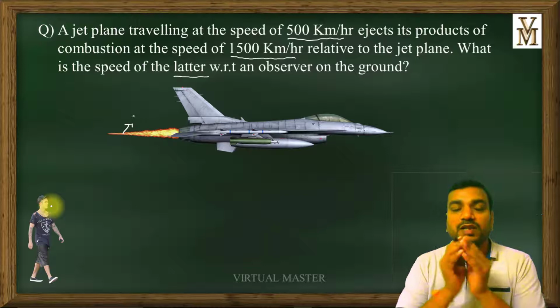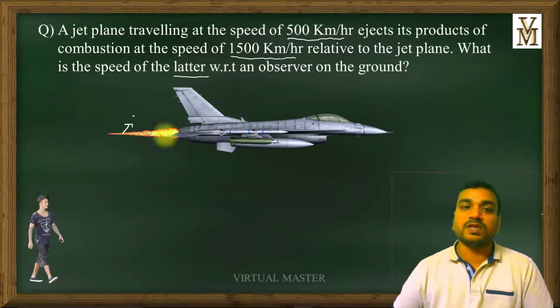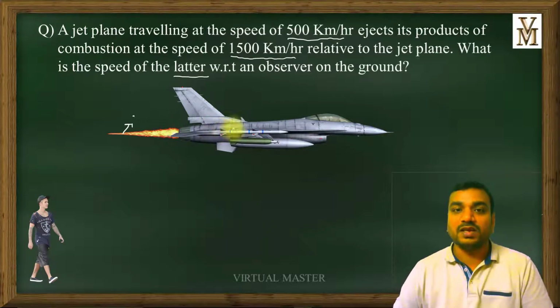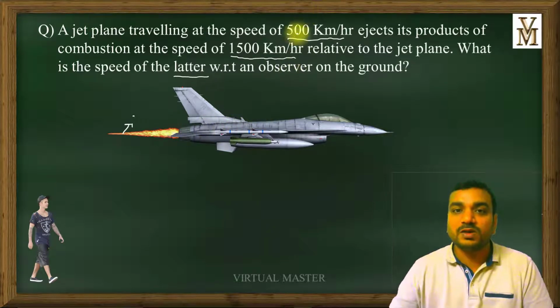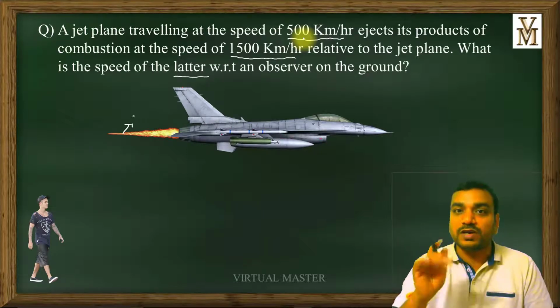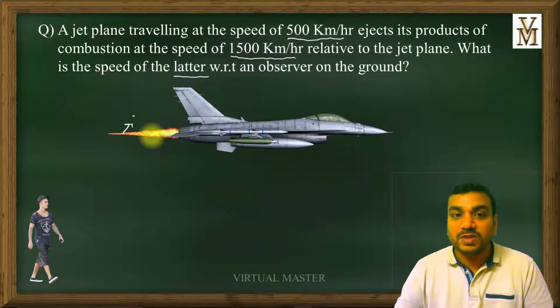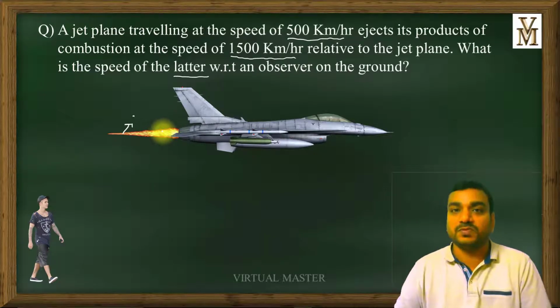I will try to explain the question once again. A person or a boy is observing a jet plane moving in the sky, and this plane is moving with a speed of 500 km per hour. We all know that planes eject smoke or fire from their backside. The relative velocity of this smoke or fire is 1500 km per hour with respect to the plane. In this case, we have to find the speed with which this smoke is ejected from the plane.